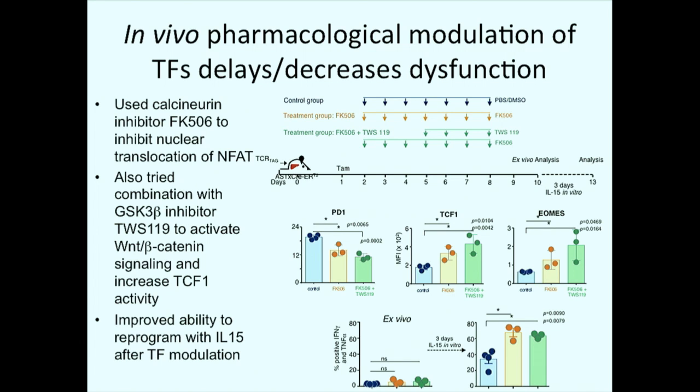In fact, they're all still dysfunctional. None of them secrete interferon gamma or TNF alpha, but if you take them out and treat them for 3 days with IL-15, then the T cells that had received the drug treatment are more able to be rescued than the control. Okay, so what we can conclude is the drug treatment is either decreasing or delaying fixed dysfunction, because you can still rescue more of them at the end. Okay?